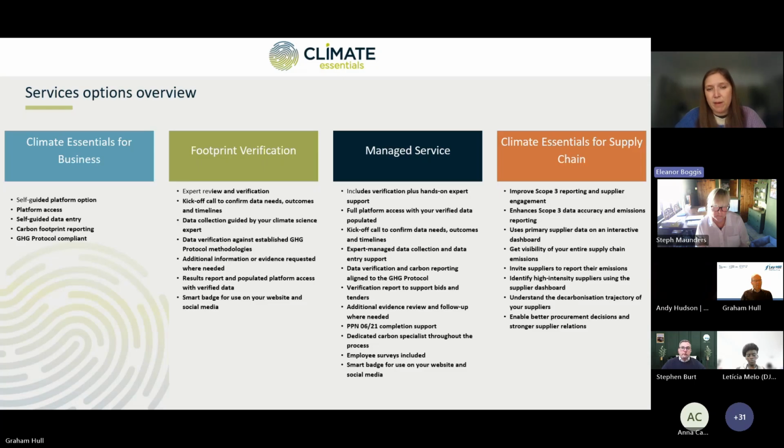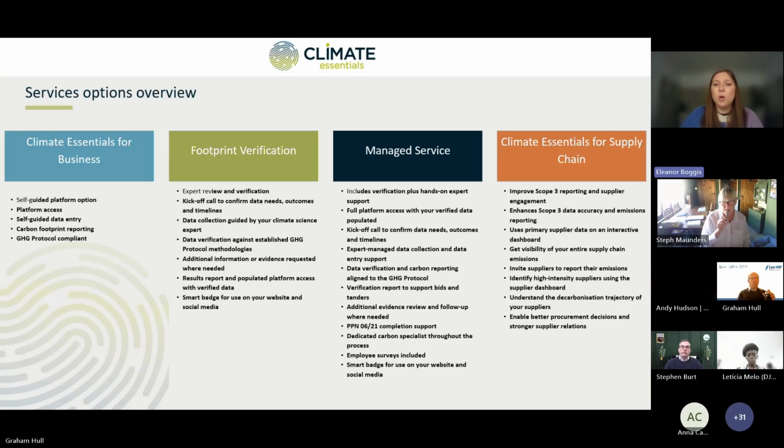And then we have the managed service, which is basically when, if you don't have the time or maybe it's your first time measuring, we would guide you through that process. So through the data collection, putting in good practice for data collection for the years to come, where you might want to do this on your own, we would populate the platform and produce for you a verified footprint report.